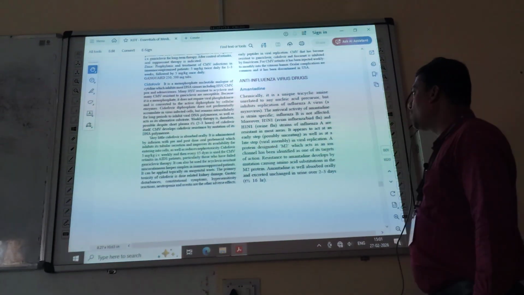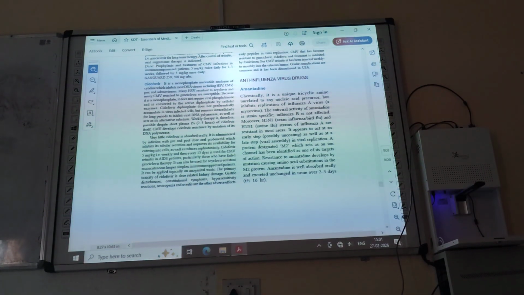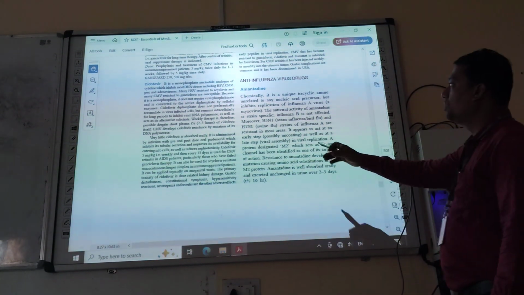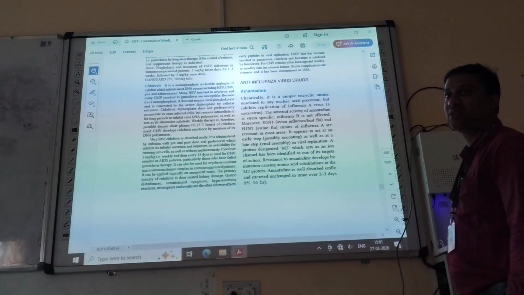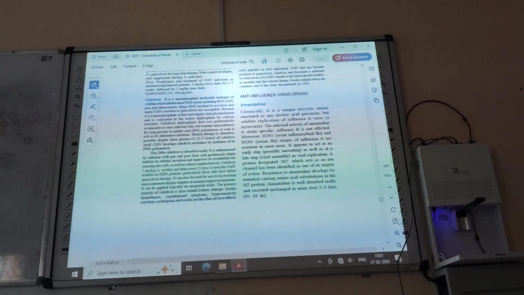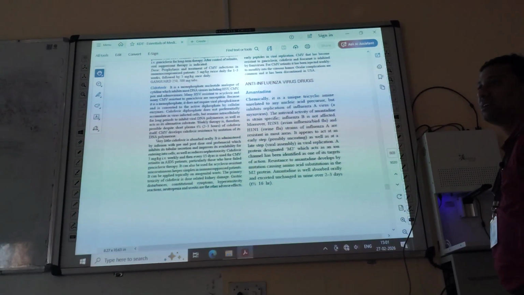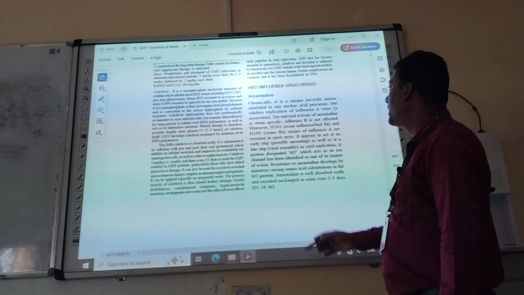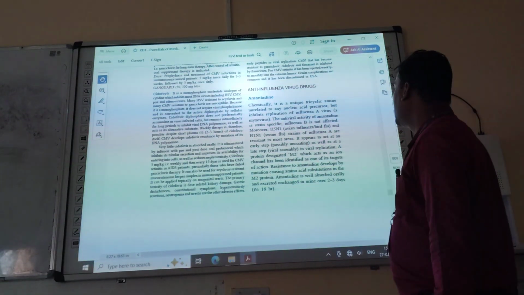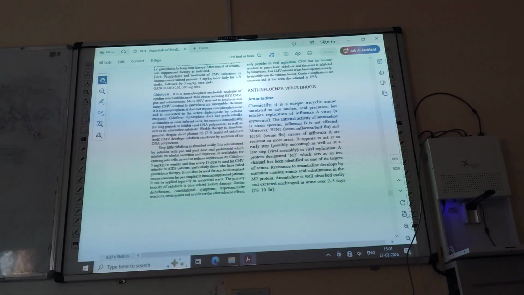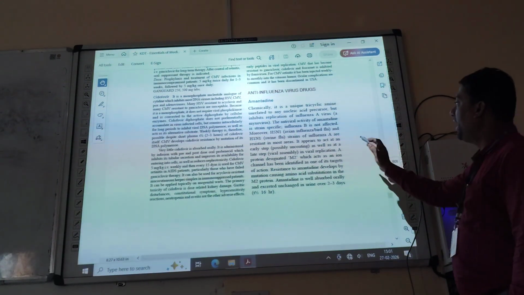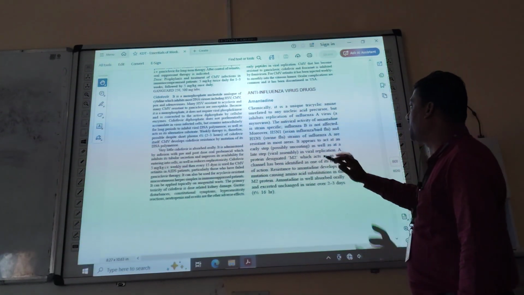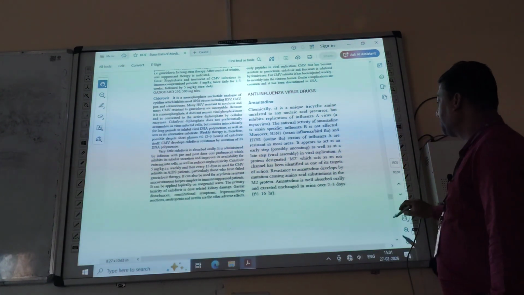H1N1 or H5N1. H1N1 is swine flu. In the coronavirus period, that is known as the H1N1 strain. Strain means types. H5N1 strains of influenza A are resistant to most. It appears to act at an early stage, possibly uncoating.